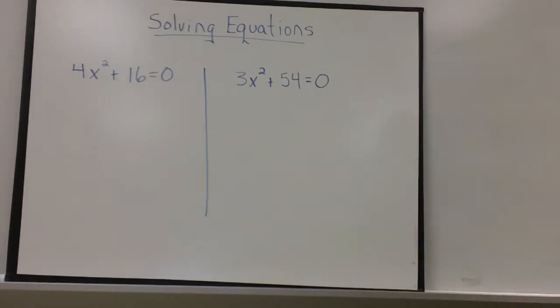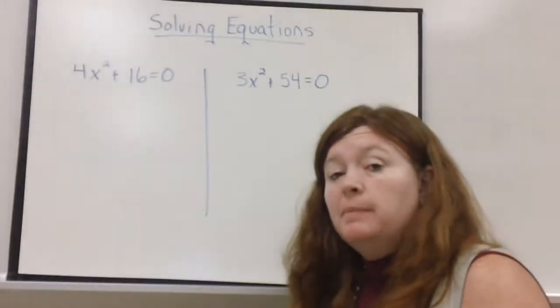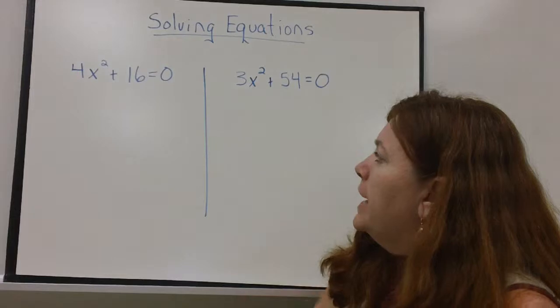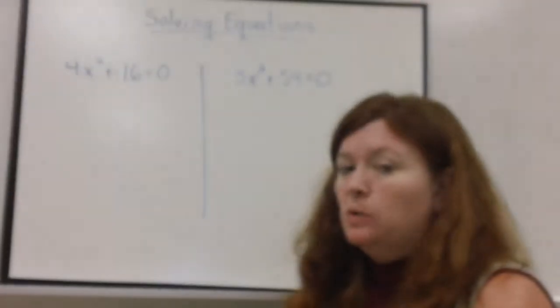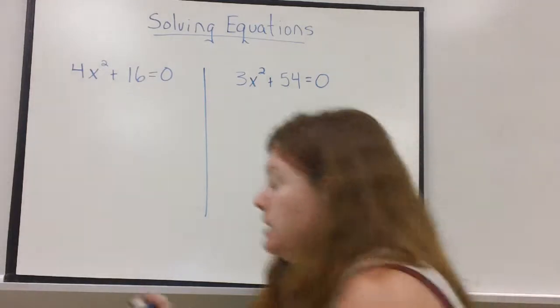All right, what we're going to talk about is how to solve equations that will end up involving complex numbers. 4x squared plus 16 is equal to 0. The question is asking you to solve for x.